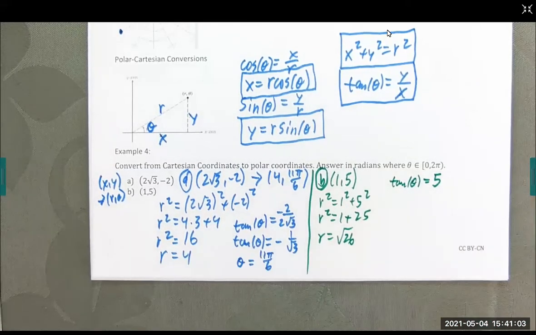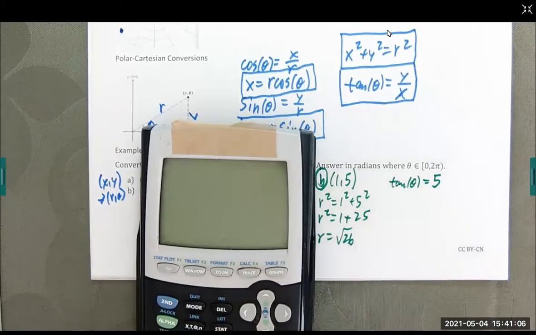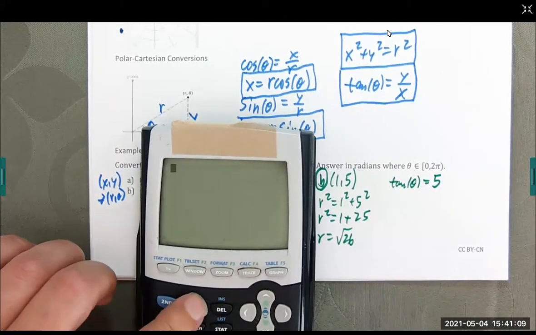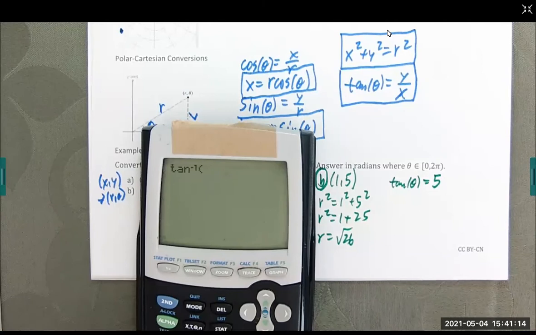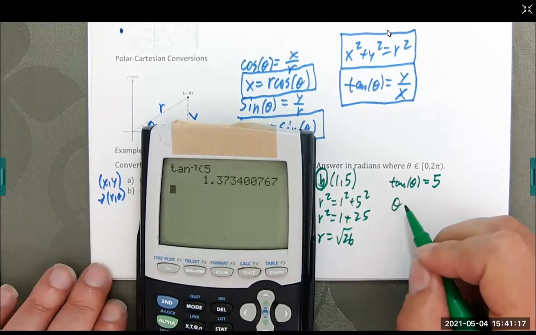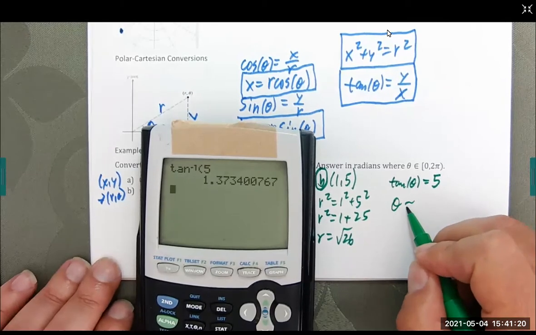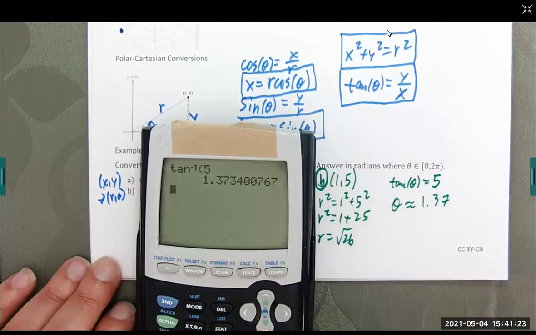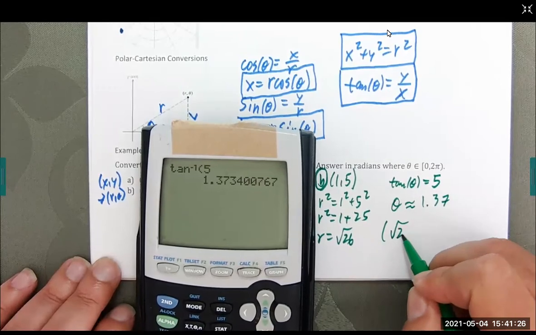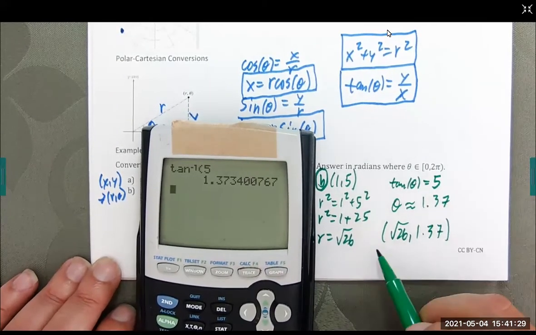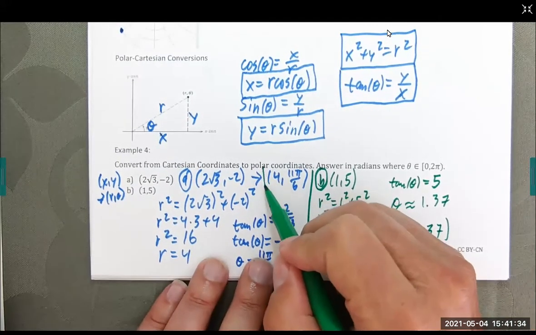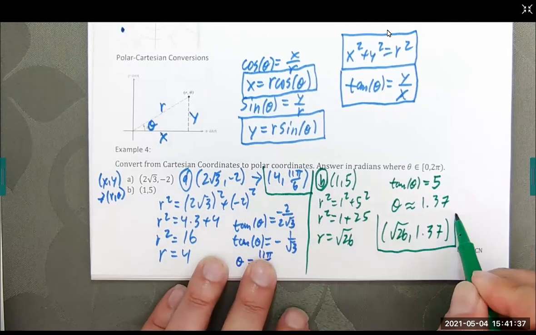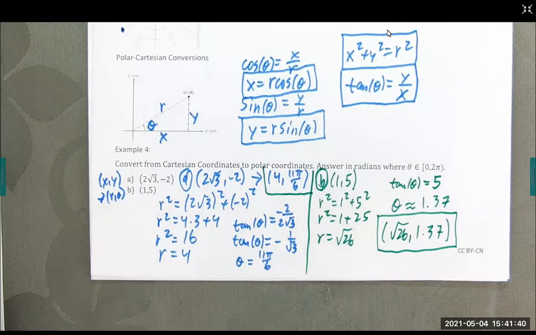Now I have to go here. And it tells me to keep it in radians. So I need to make sure I'm in radian mode, which I am. I'm going to do inverse tangent of 5. So theta is about 1.37, we'll say. So our ordered pair is root 26, comma 1.37. Now, ideally, if we can get an exact value like we did here, that would be really nice. So here are my answers. All right. Moving on.